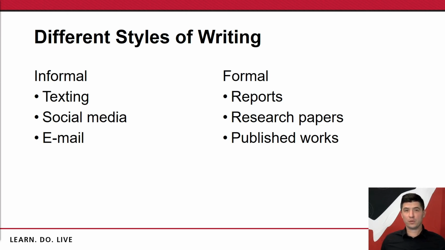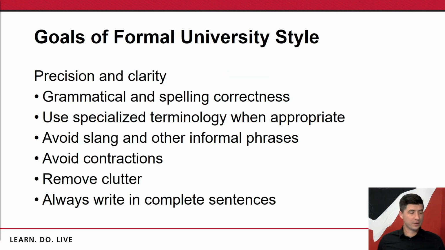But there's also a formal writing style that you should be expected to know and employ when appropriate. Formal writing styles are for things like professional reports, for research papers, and for published works. And the goals of formal university style are the following: precision and clarity. Precision and clarity. What does this mean? Well, first, it means that your writing is grammatically perfect and the spelling of your writing is also perfect. That way, your grammar and your spelling doesn't get in the way of your message.